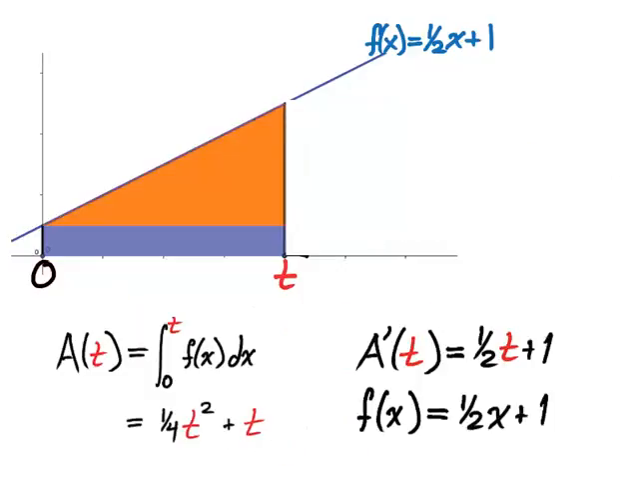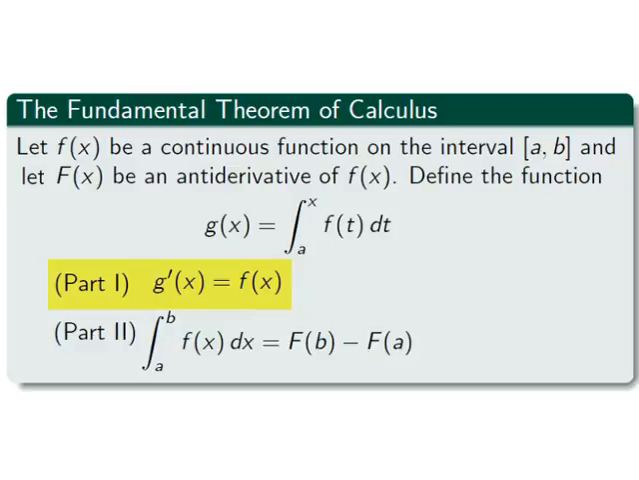Here is where we find the connection between derivatives and integrals. The derivative of the area function A of t is precisely the function f of t. That is, the derivative of the integral of f of t on the interval from 0 to x is equal to f of x. We've just discovered the fundamental theorem of calculus part 1. In class, a more rigorous explanation will be provided. But for now, let's discuss some consequences of part 1 of the theorem.